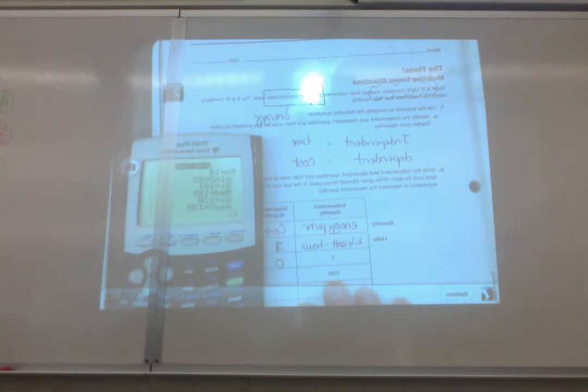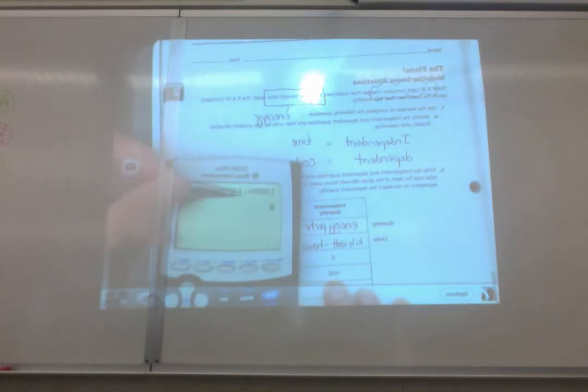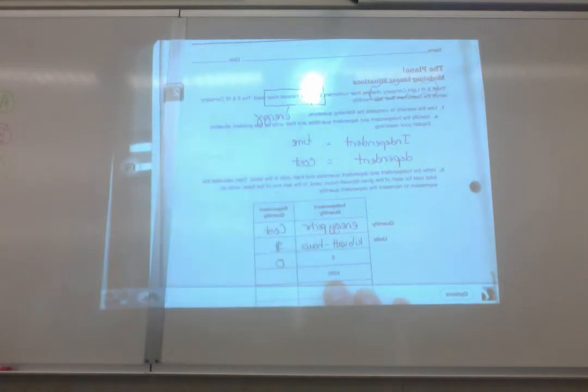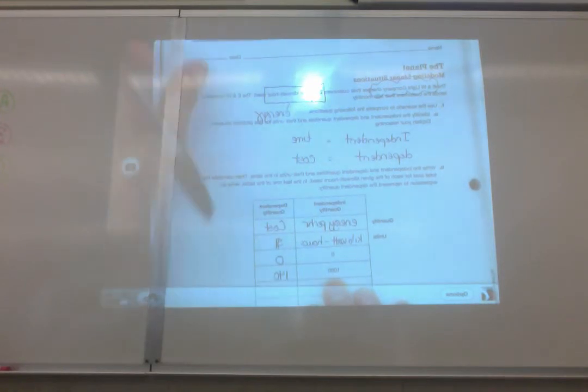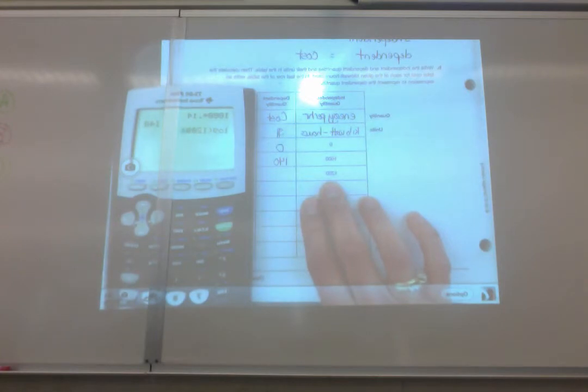Two people are saying different things. So 1,000 times 0.14 equals 140. 0.14 is how many dollars? So 140 is somebody's electric bill for that month. Okay? 1,200 times 0.14, 168.